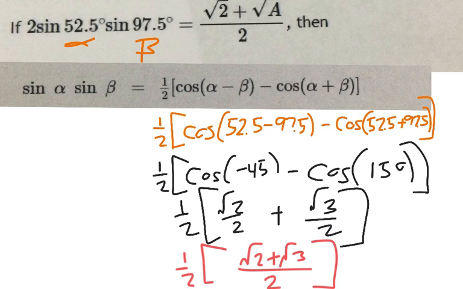And so remember, this was doubled. So I told you at the end I was going to double my answer. But if I double a half, that's 1. And now then I've got radical 2 plus radical 3 over 2. Which means the A value must be 3.